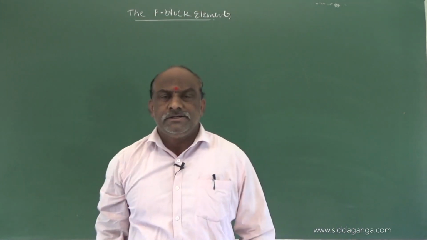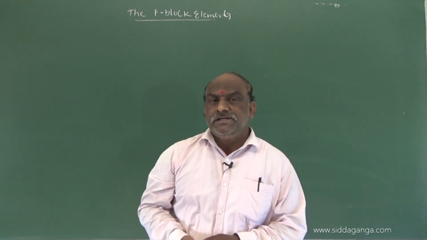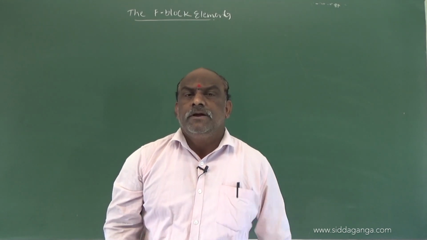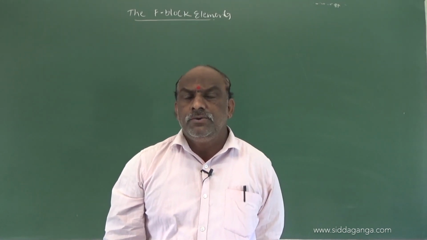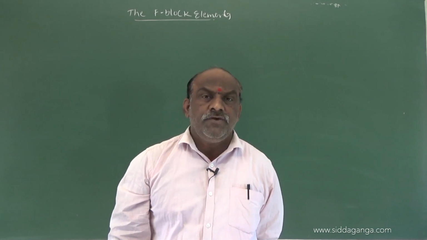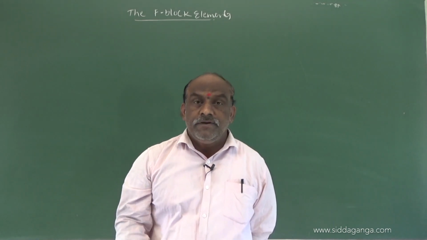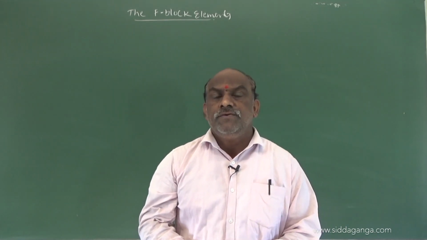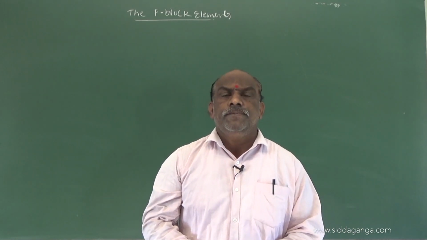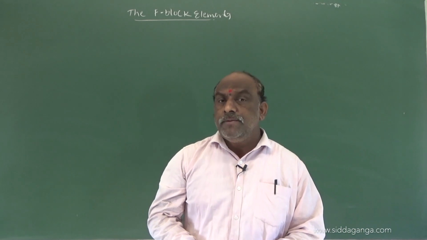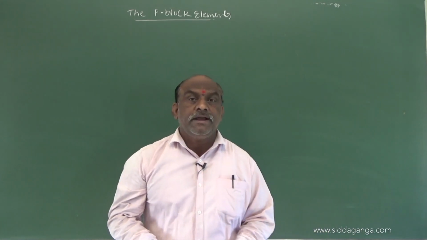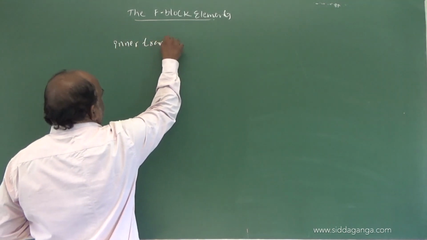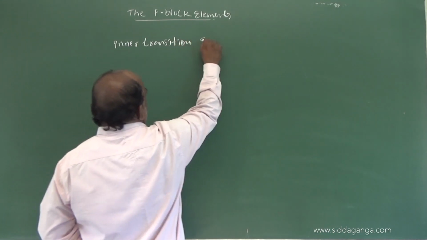What was the definition regarding F block elements? The differentiating electron enters into the anti-penultimate shell of F orbital. Elements in which the differentiating electron enters the anti-penultimate shell of F orbital are said to be F block elements. F block elements are also called inner transition elements.